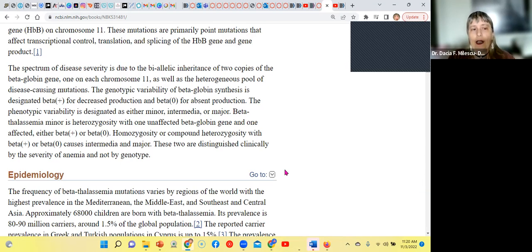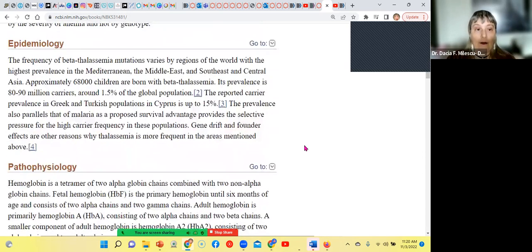Homozygosity or compound heterozygosity of beta plus or beta 0 causes the intermediate or major forms. All right, so these are the more severe cases of beta plus or beta 0. Because remember, if you don't have any beta plus, decreased production, or beta 0, you're normal. Okay. So I know that could be a little bit complicated and confusing, but there it is.